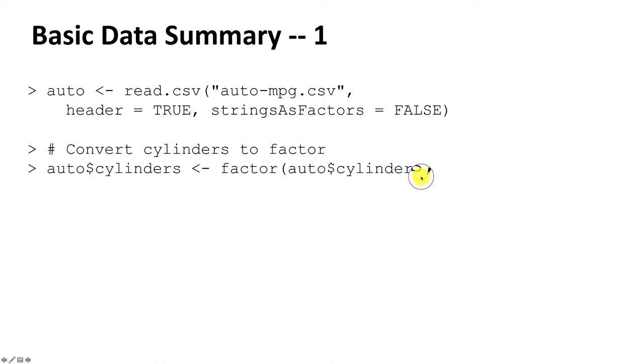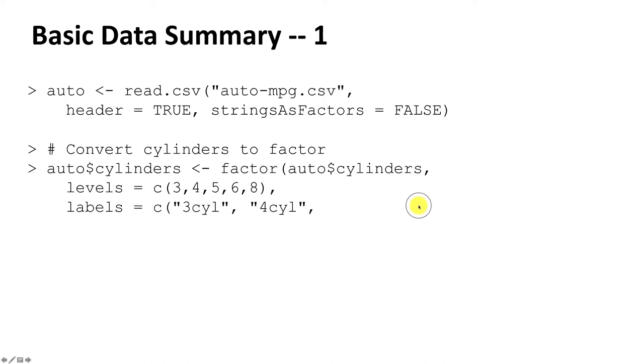Now we could have ended the function call right here by just saying factor auto dollar cylinders, but we want to provide additional arguments. In that case, the current values for cylinders are 3, 4, 5, 6, and 8. They would still remain as 3, 4, 5, 6, and 8, but R will treat them as factors, right? So what we want to tell R is, don't keep them as 3, 4, 5, 6, and 8. Instead, call them 3 cylinders, 4 cylinders, 5 cylinders, etc., so that when we look at it, it makes a lot more sense to us, right? So while converting it to a factor using the factor function, we are also saying levels equals c(3, 4, 5, 6, 8). Those are the levels in the data set we have. And the labels are these. That is, for the three-cylinder cars, call the value 3CYL, not just 3, and so on.